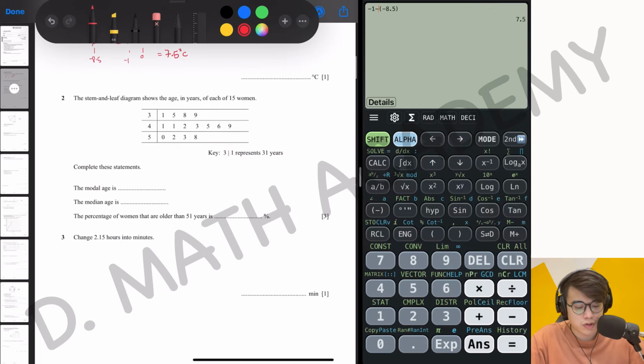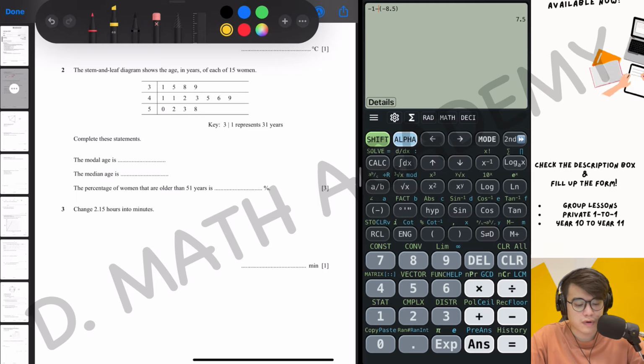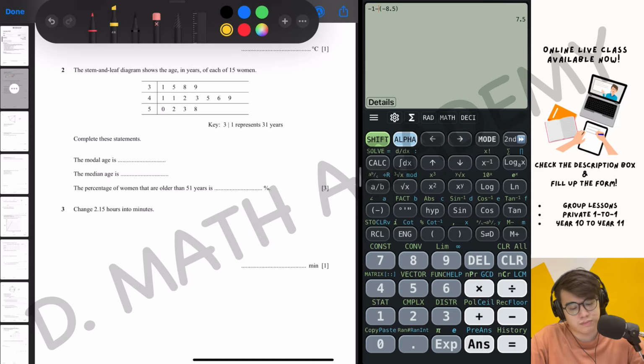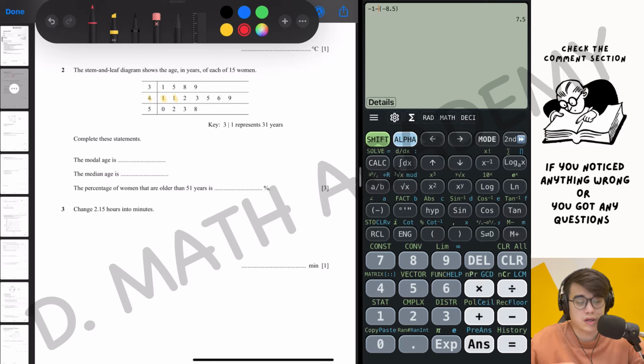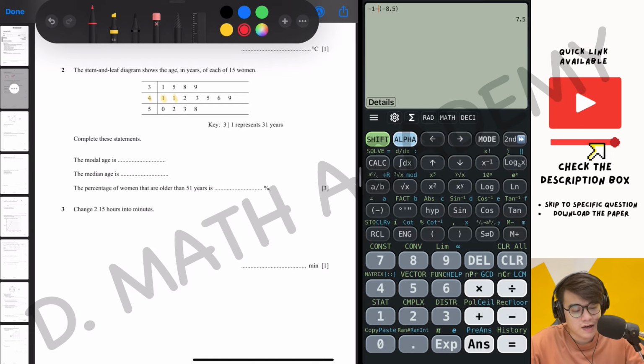Moving on to question 2, we have a stem and leaf diagram. They asked us to find the mode here. So by looking from the graph, you will know that 41 is repeated twice. So your answer for this question will immediately be 41.